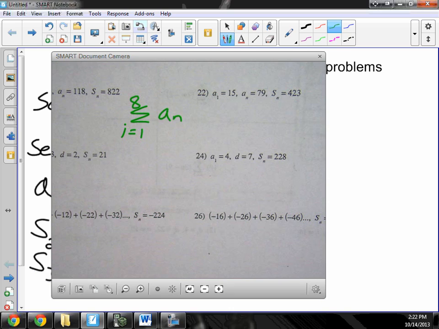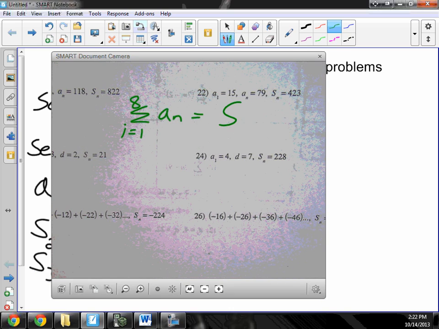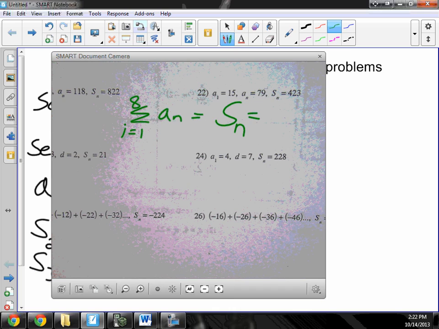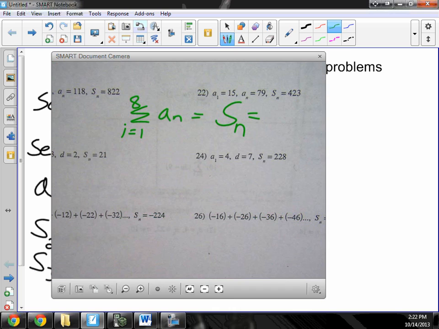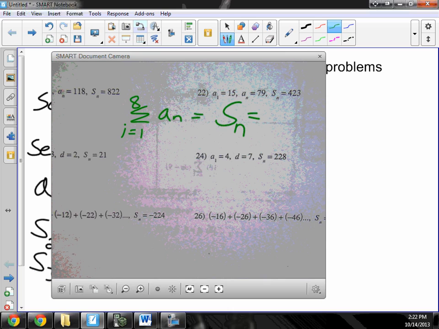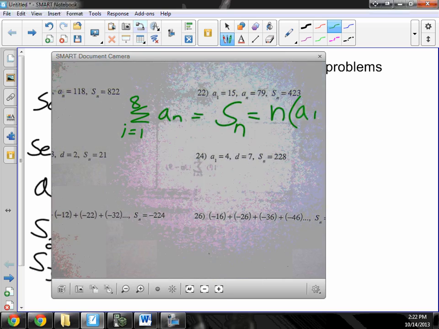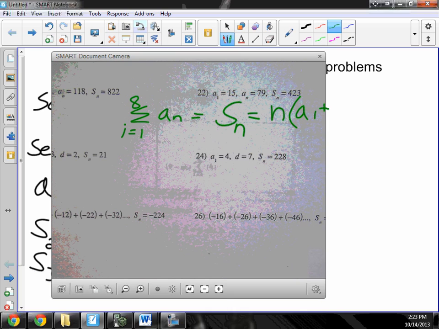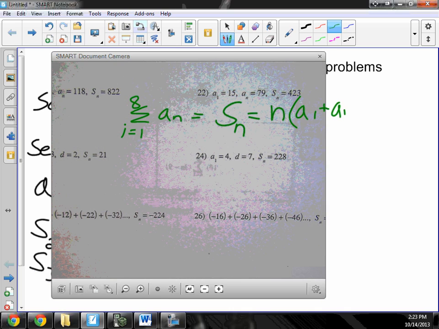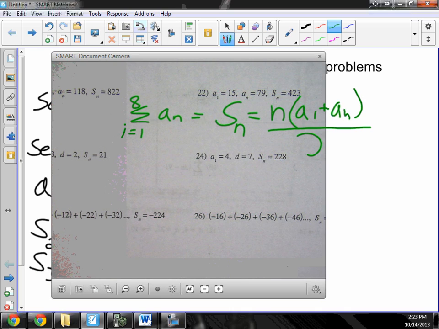Okay? Well, the formula is the summation, S sub n, is equal to, you take the number of terms, so we take n, we multiply that by the first term, which is a sub 1, plus the last term, a sub n, and then we divide the whole thing by 2.